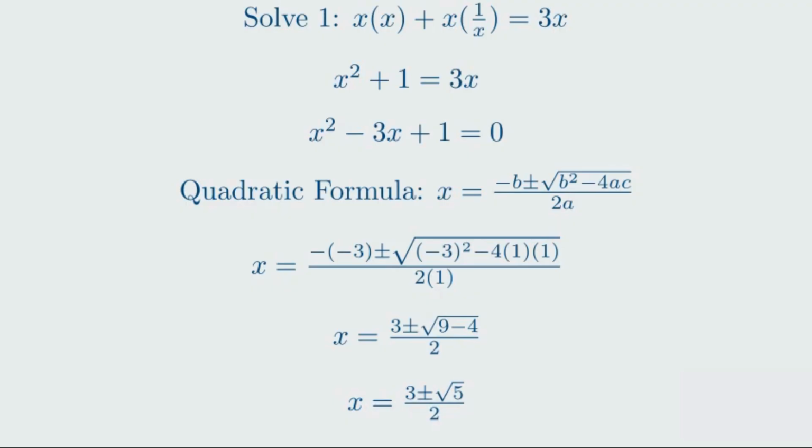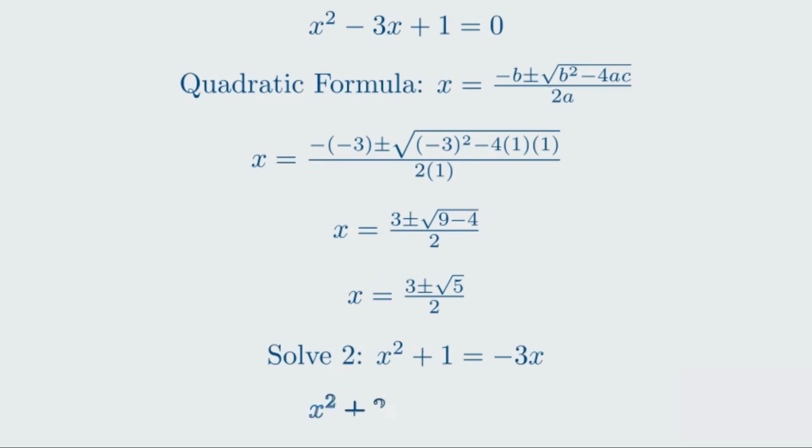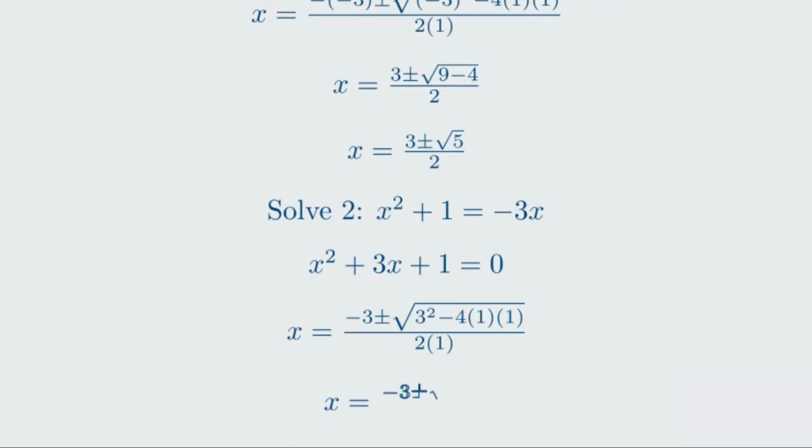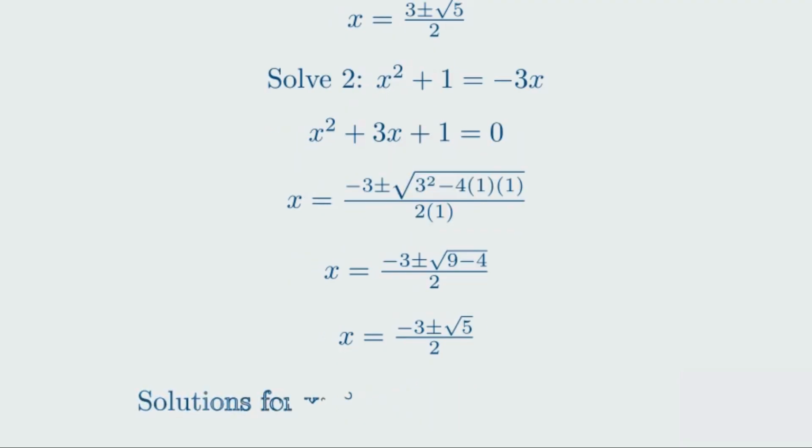Now let's solve equation 2. The process is identical. Multiplying by x, we get x squared plus 1 equals negative 3x. In standard form, that's x squared plus 3x plus 1 equals 0. Using the quadratic formula again with a equals 1, b equals 3, and c equals 1, we get x equals negative 3 plus or minus the square root of 5, all divided by 2. This gives us two more real solutions for x. Combining our results, we find that there are four real values of x that solve the original equation.